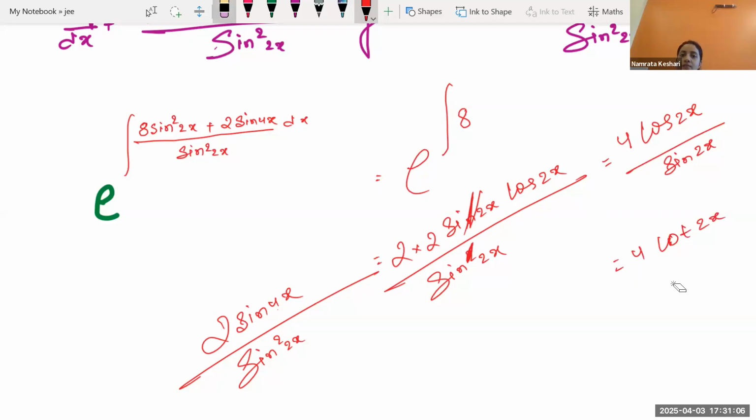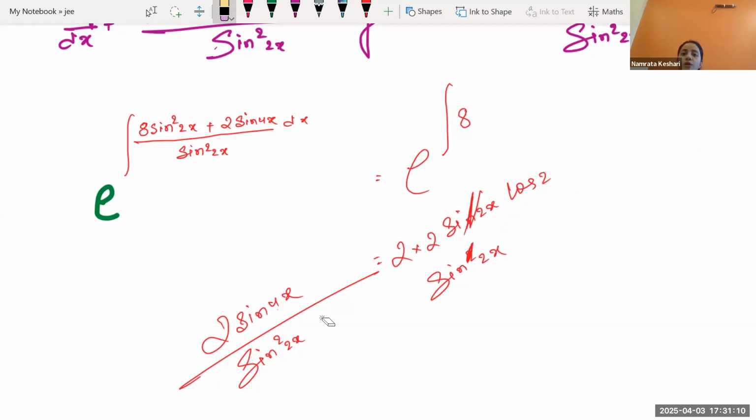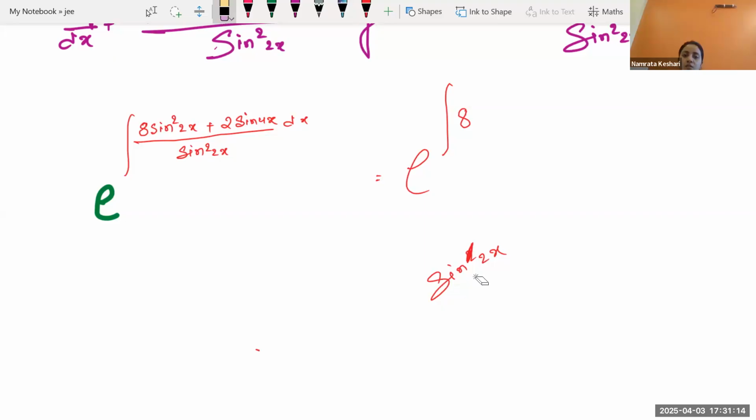Yes, let's take it. So I'm going to write it directly over here: 4 cot 2x we have. These steps are all giving us cot. And do we know the integration of cot? Can you tell me what is the integration of cot?